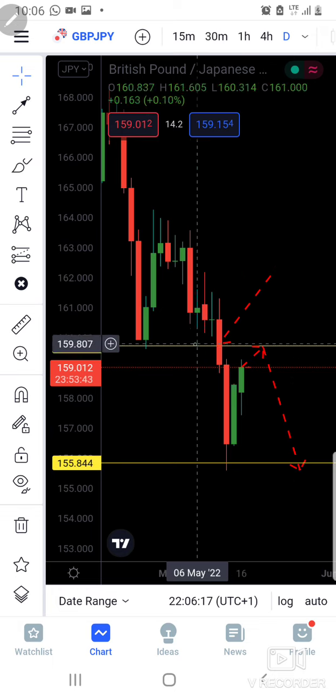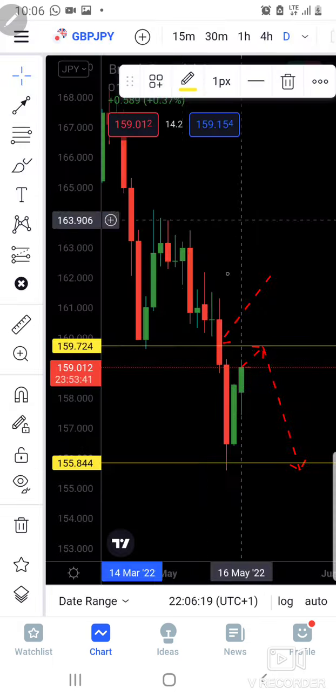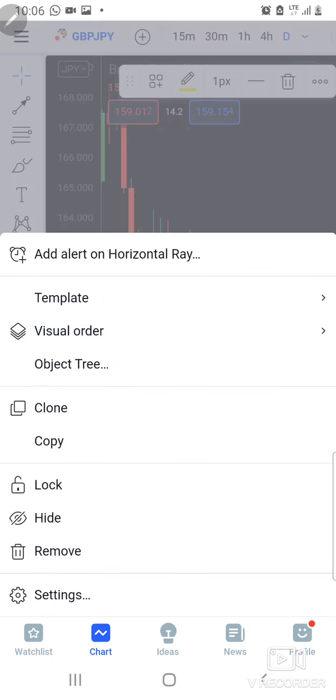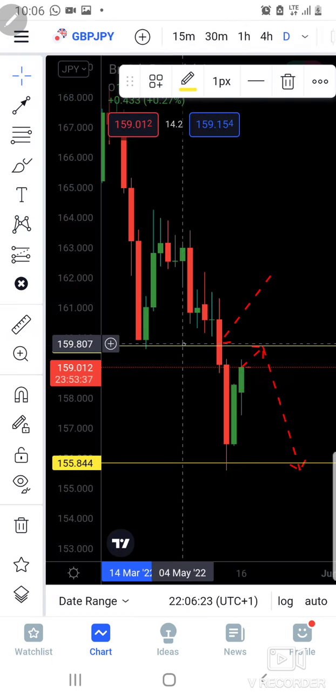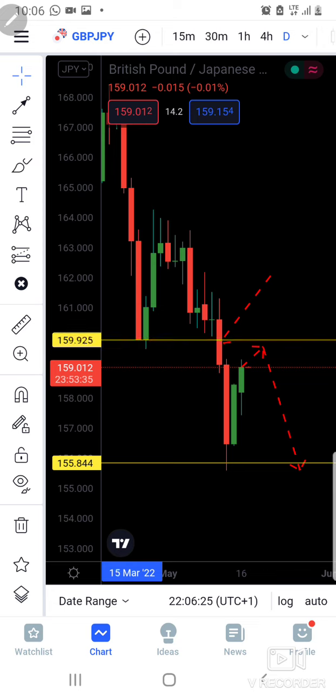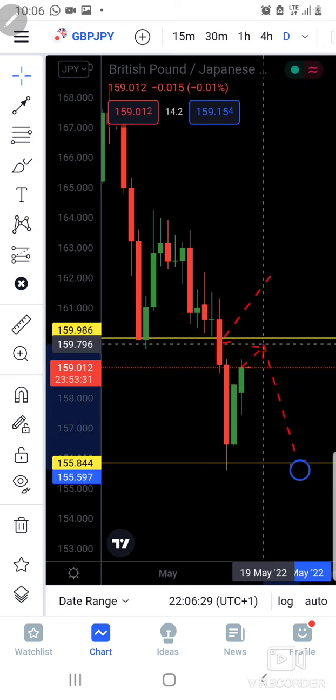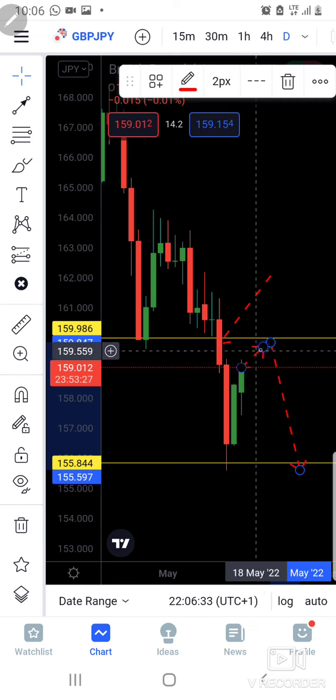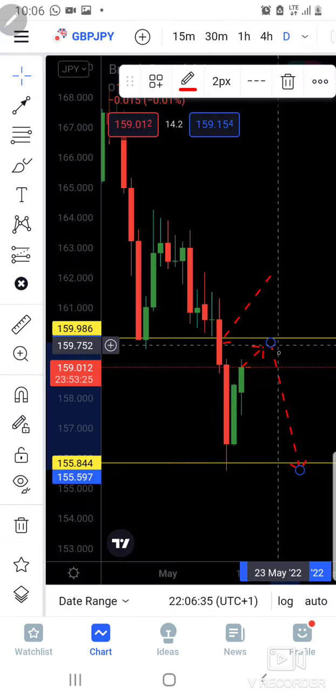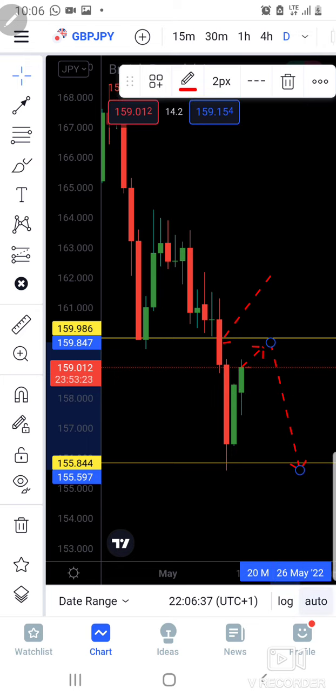You can see on the daily time frame this zone is around 160. So we are trying to retest this 160 zone and start coming down. Probably that's what will happen. We don't know. Everything we are saying is based on probability, on experience and price action.